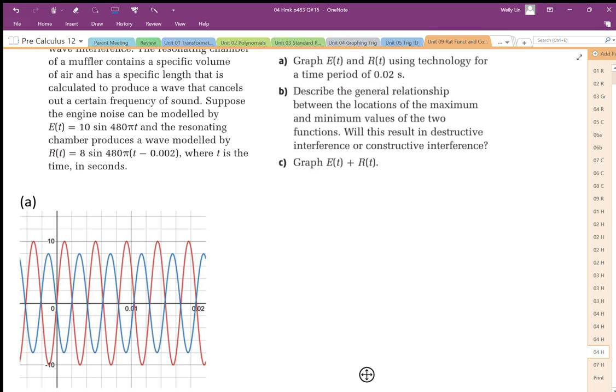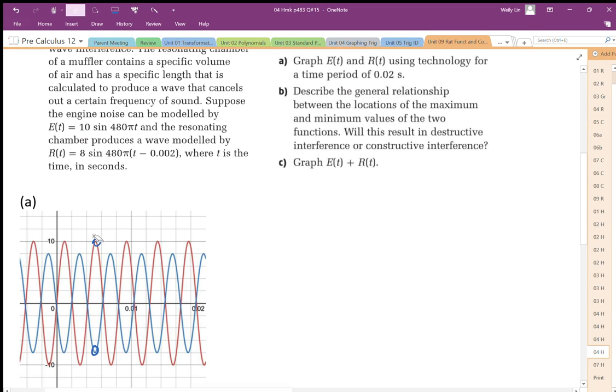So part B asks us to describe the general relationship between the local maximums and local minimums of the two functions. So here we have the local maximum and the local minimum of the E of T and R of T functions. And essentially they are in the same spot. Okay, so we have our max here happening for the engine noise and the min happening for the resonating noise.